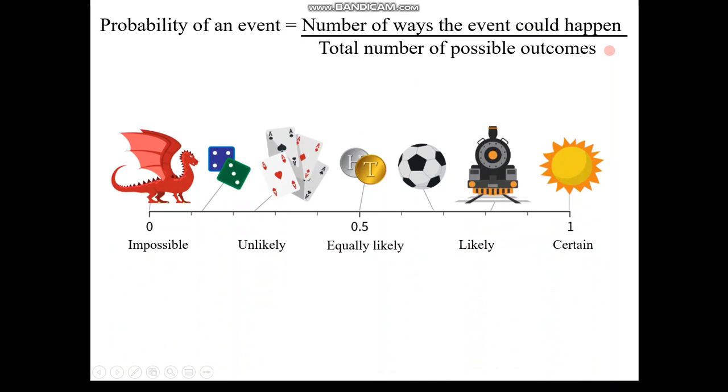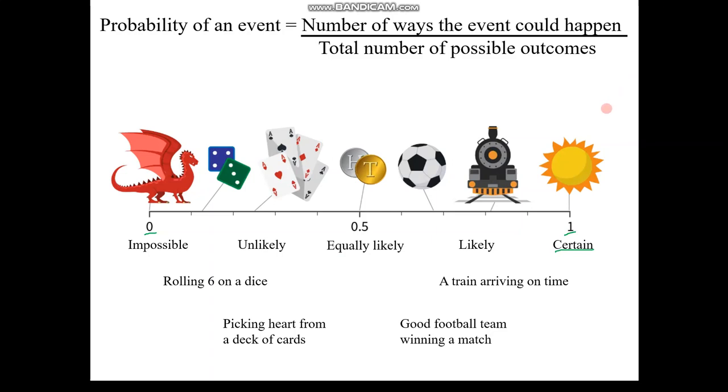Probability of an event is the number of ways the event could happen divided by the total number of possible outcomes. And here you see impossible and certain events. For example, seeing a dragon in real life is impossible, so its probability is equal to 0. On the other hand, if I say the sun will rise tomorrow, it becomes a certain event, so its probability is equal to 1.